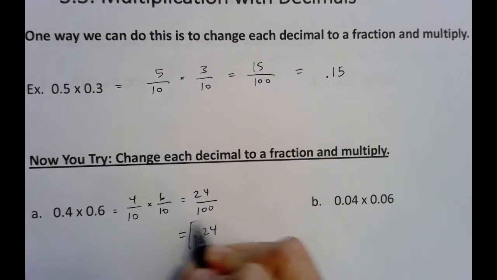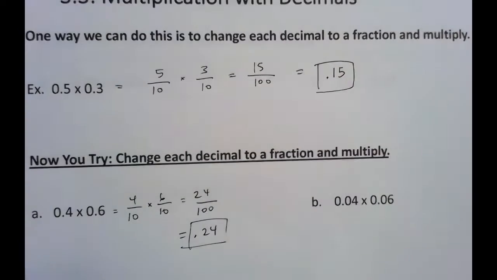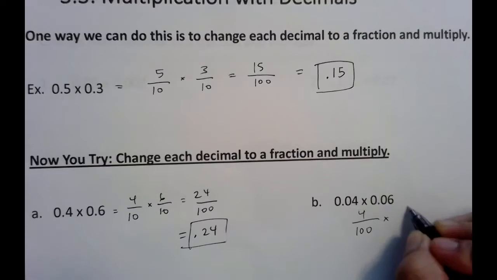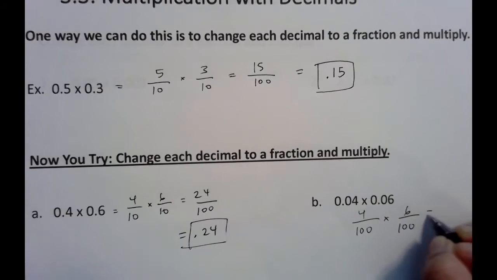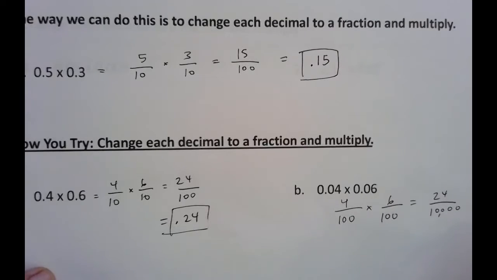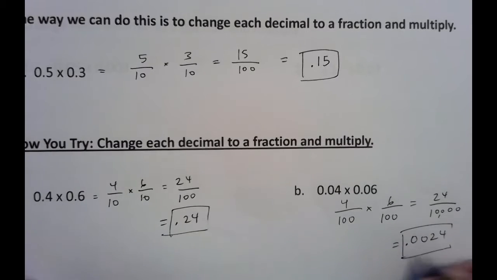Okay? Let's do this box from earlier. So now we have 4 hundredths times 6 hundredths, which will give me what? That would be 24 over 10,000. So 24 ten-thousandths, right? So that would be 0.0024, 24 ten-thousandths.